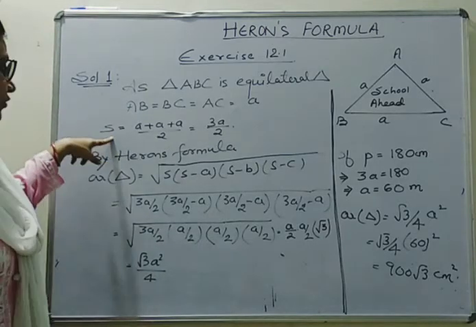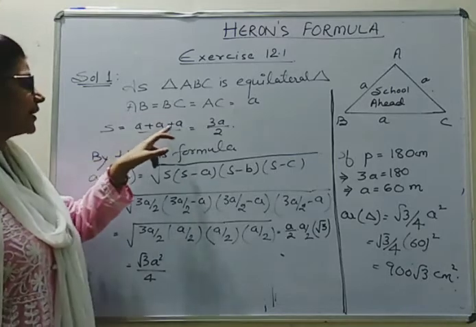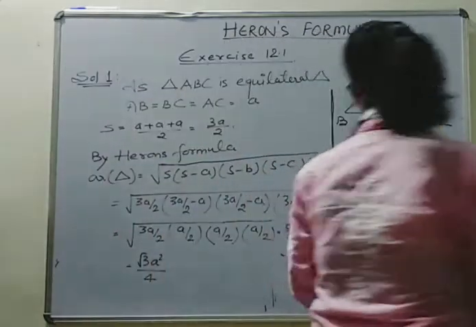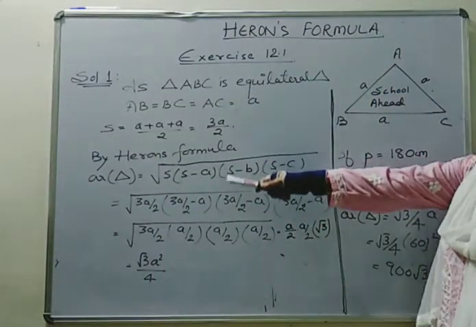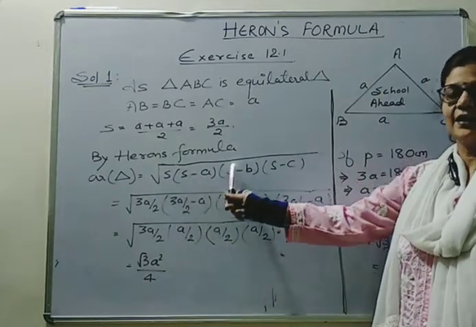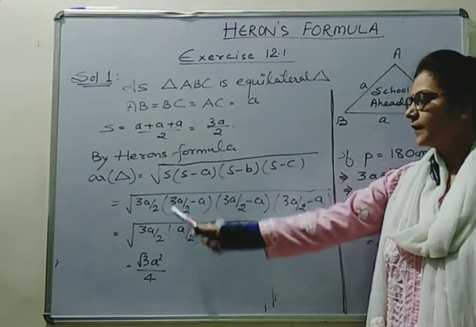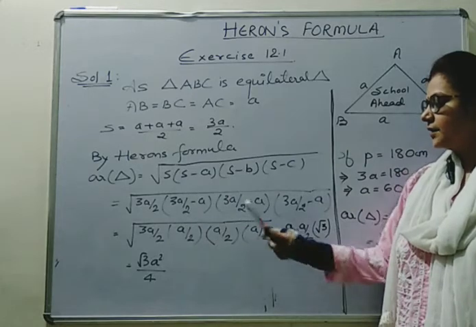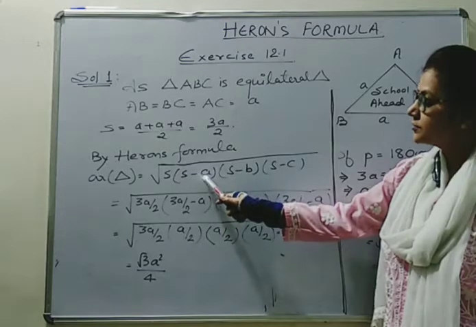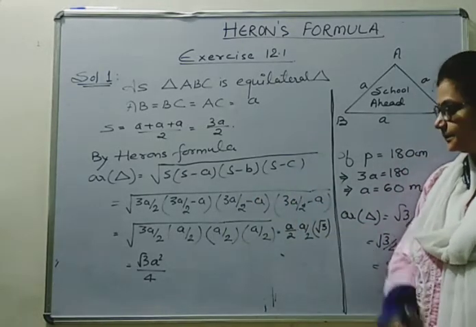Now for Heron's formula, first we have to find S. S will be A plus A plus A upon 2. So that will be 3A upon 2. So by Heron's formula, area of the triangle will be under root S, S minus A, S minus B, S minus C. So it will be under root 3A by 2, 3A by 2 minus A, 3A by 2 minus A, 3A by 2 minus A. Why A? Because we are taking all the three sides. The measure of all the three sides is A.